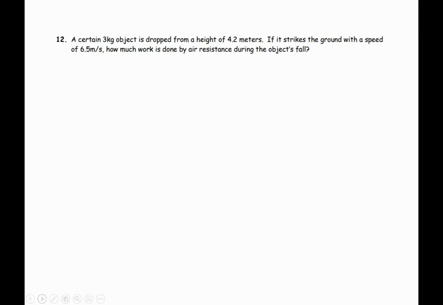Okay, so my last problem for today is dealing with friction. In this case, I have a certain 3 kilogram object that is dropped from a height of 4.2 meters. If it strikes the ground with a speed of 6.5 meters per second, how much work is done by air resistance? So what this is telling me is that I have a non-conservative force. My work of my non-conservative force is working against my energy in the system. It's almost like taking my energy away.